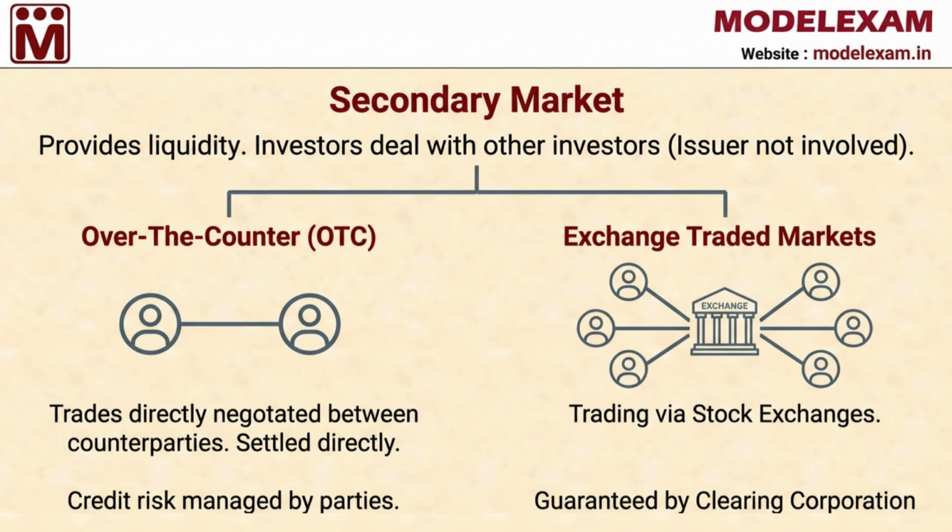Now that we have covered how securities are created, let us move to the secondary market. This is where the liquidity happens. Here, investors deal with other investors, and the company that issued the shares is not involved in the transaction. The secondary market is broadly divided into two segments.